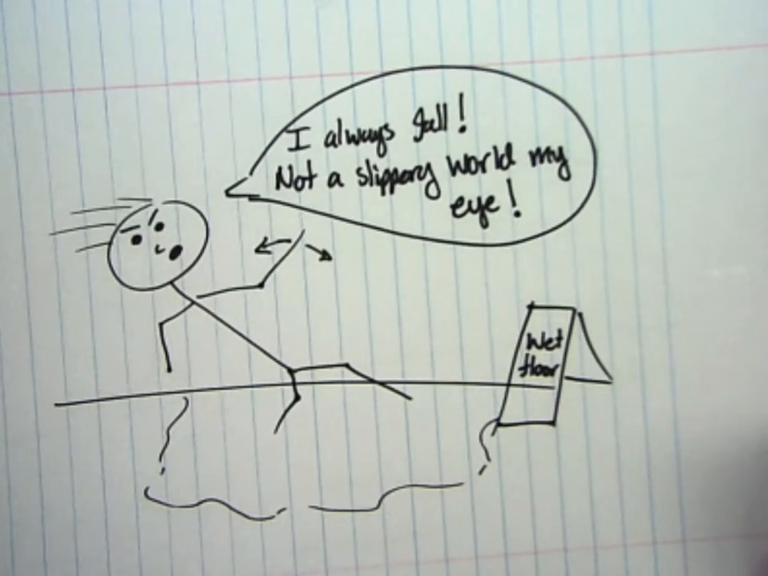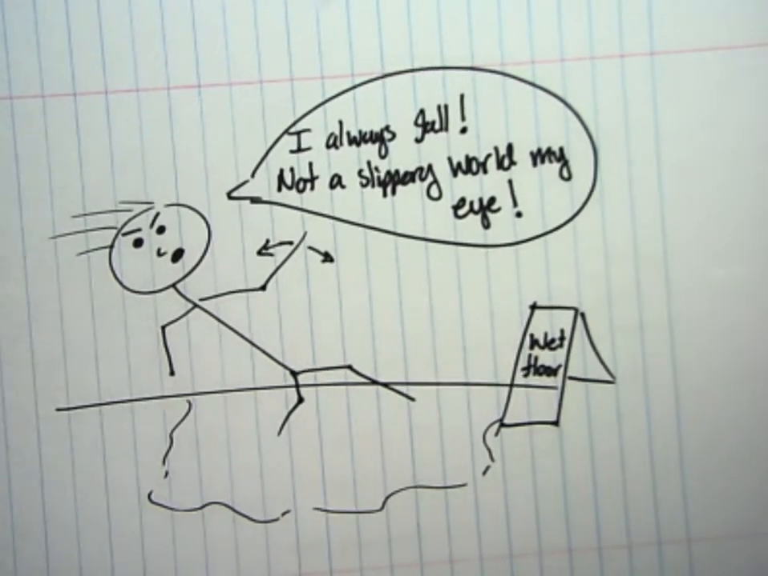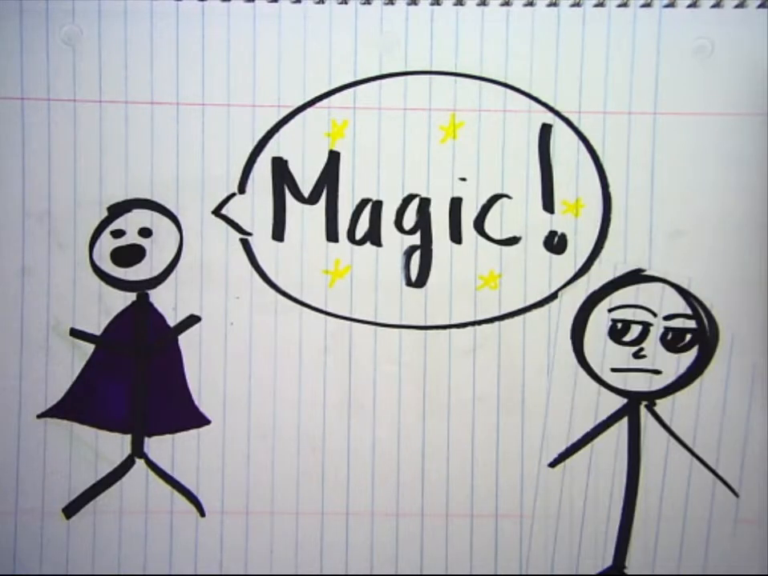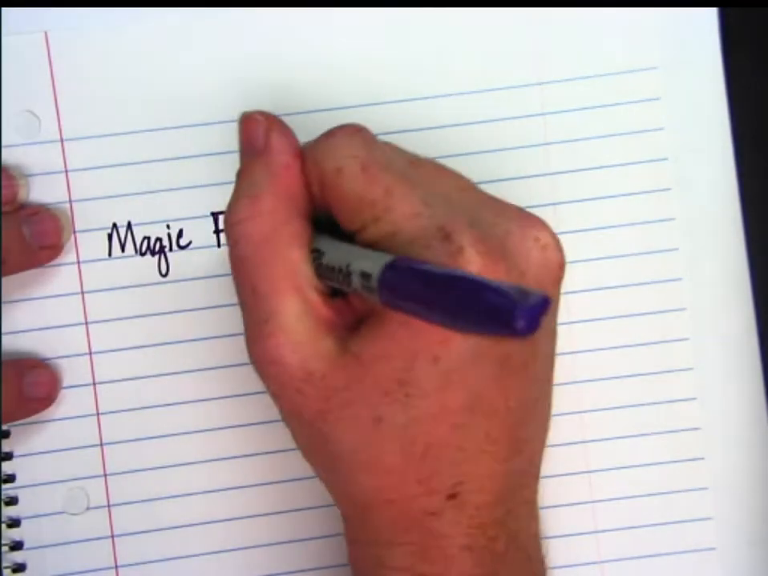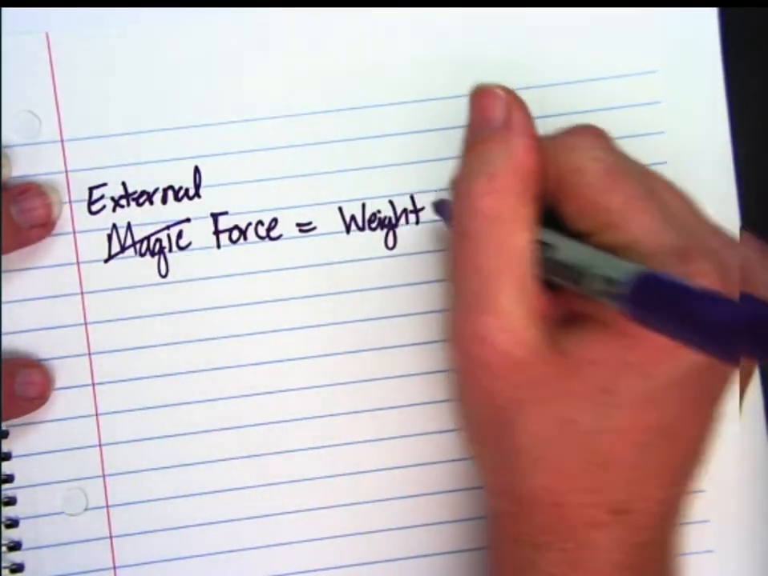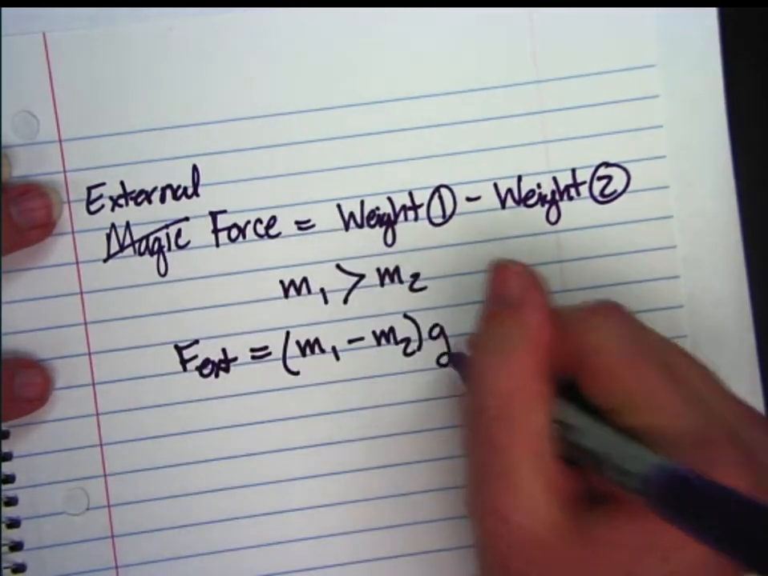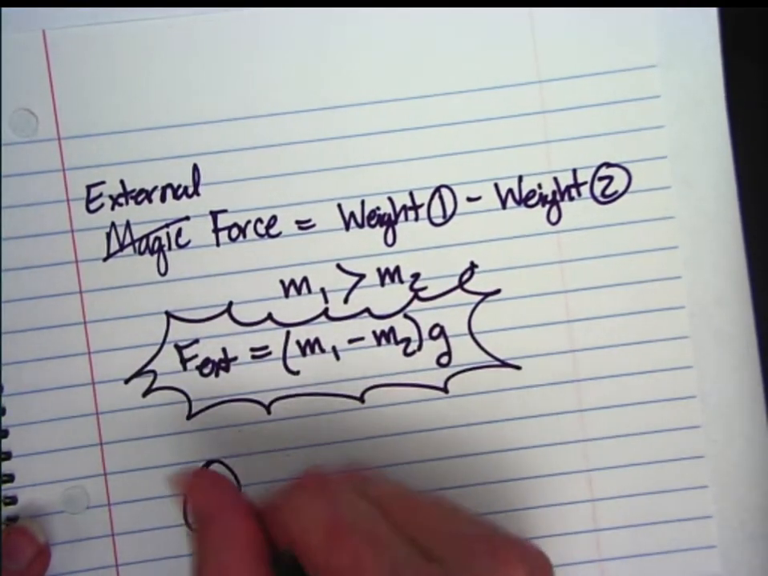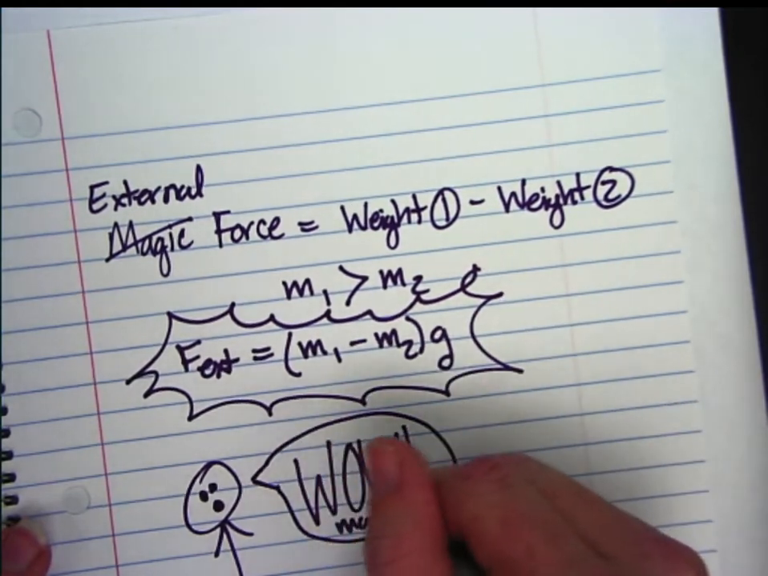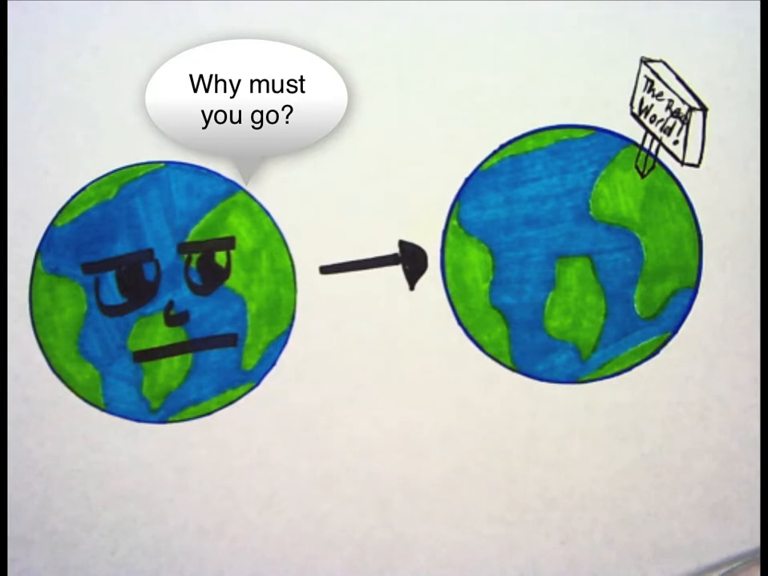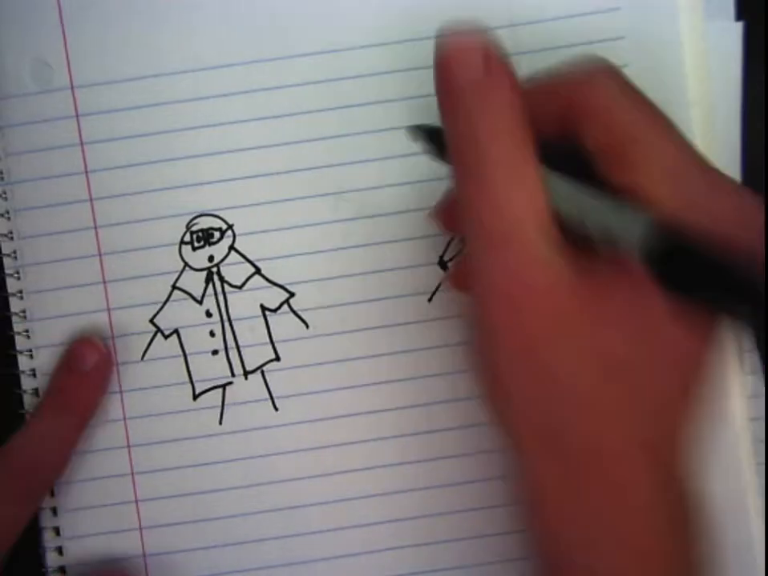But seeing that we don't live in a slippery world, with this in mind, we can see that the Atwood machine is driven by an external force. Magic! No, no, no, no. This force is equal to the difference between the two weights. Say that M1 is bigger than M2, then F external will equal M1 minus M2 times g, the acceleration due to gravity.